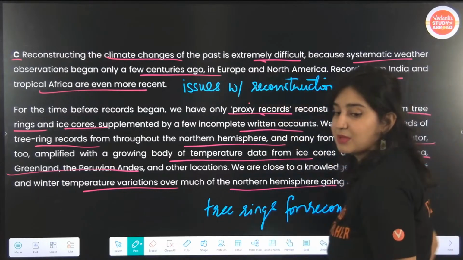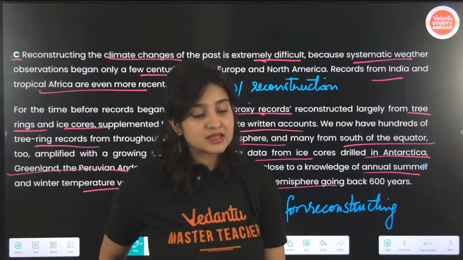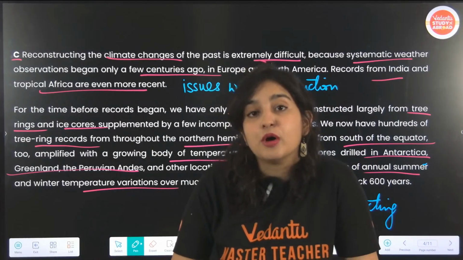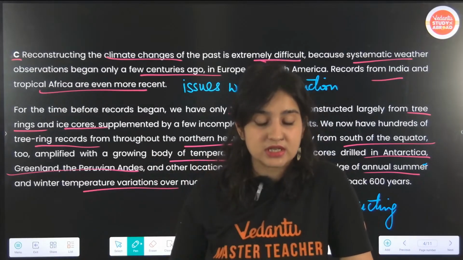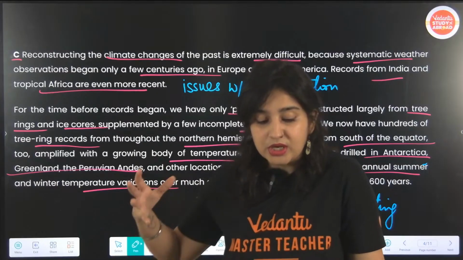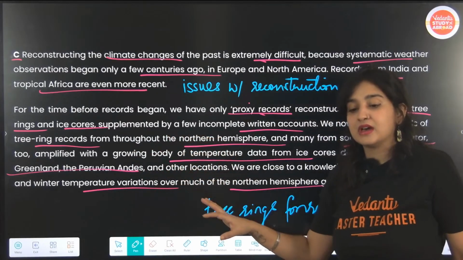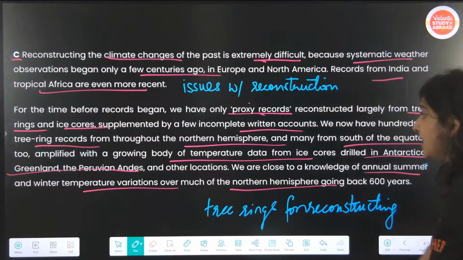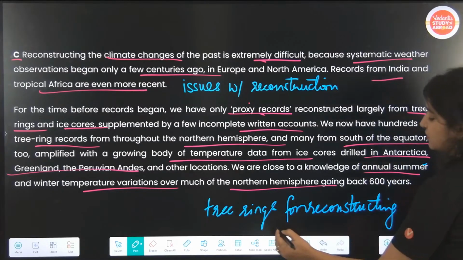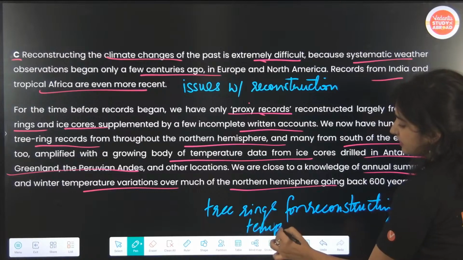The past climate changes. How do we understand climate change from before the time that observations were being noted down or recorded? What did we do? We looked at tree rings to figure out changes in climate patterns. All right? And we also got temperature data from ice cores. So I'm just going to write temp data.